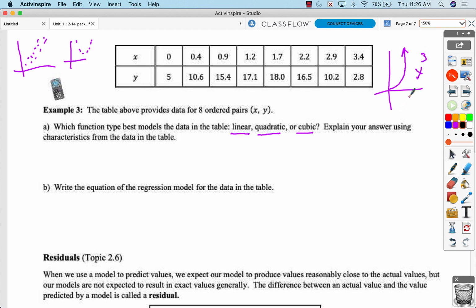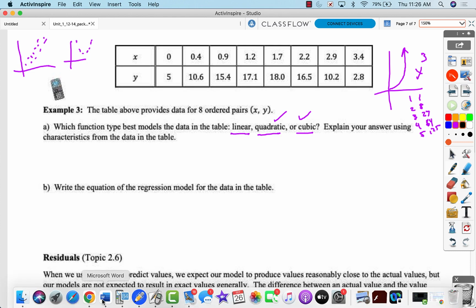Input 1, output 1; input 2, output 8; input 3, 27. See how fast it's increasing? 4, 64. 5, 125. These are all the cubes. So the x's aren't going up fast, but these y's are going up really fast. Sometimes it is a little bit harder to tell between a quadratic and a cubic, but you just have to play with these things and see what you're getting.